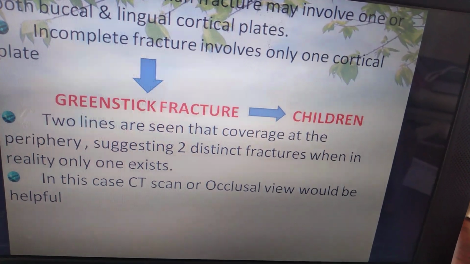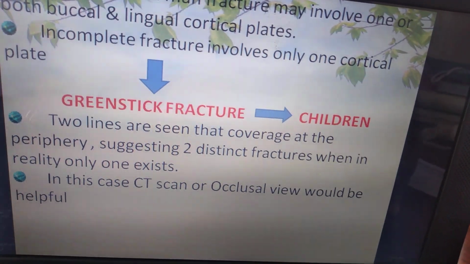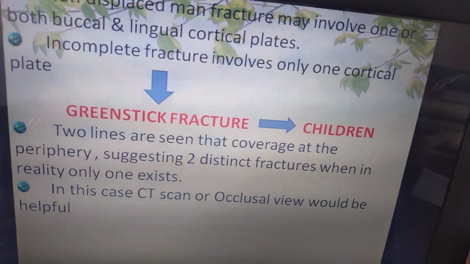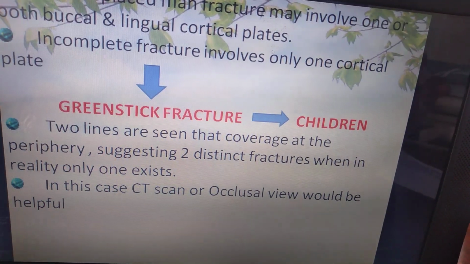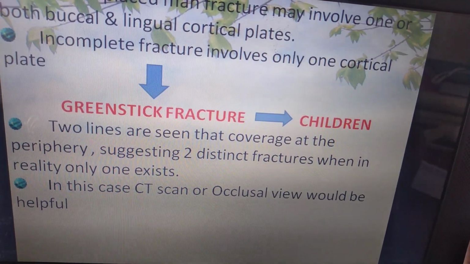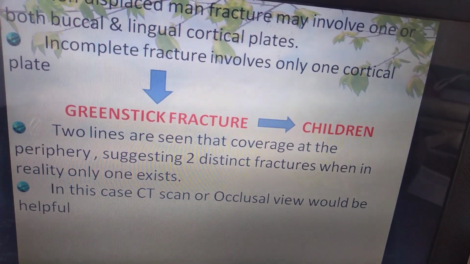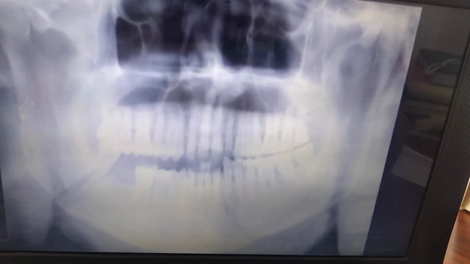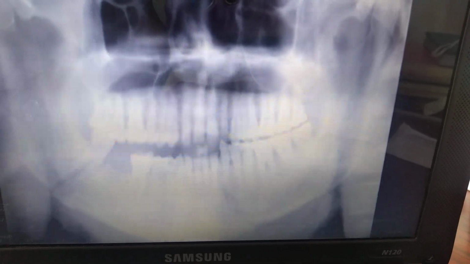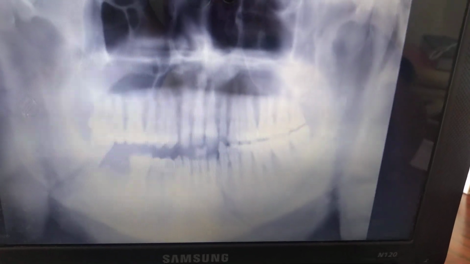Two lines are seen that converge at the periphery, suggesting two distinct fractures when in reality only one exists. In this case, a CT scan or occlusal view would be helpful. This is an OPG showing mandibular fracture.